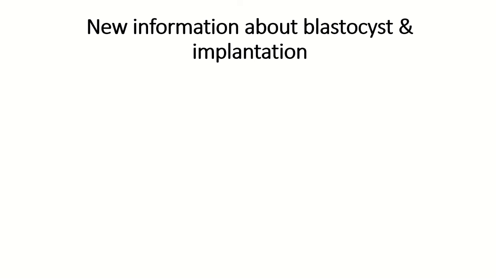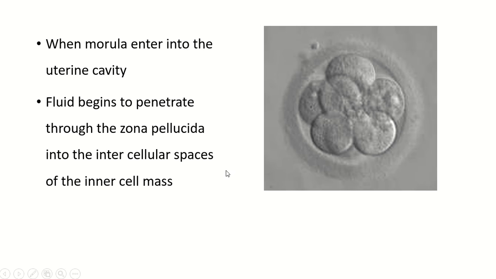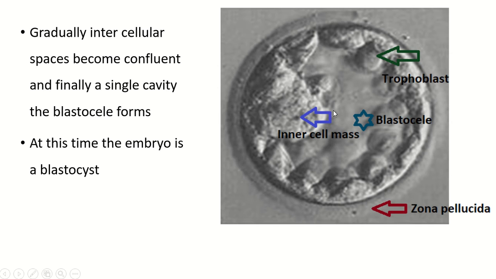In this video I discuss new information about blastocysts and implantation. When the morula enters the uterine cavity, fluid begins to penetrate through the zona pellucida into the intercellular spaces of the inner cell mass. This is the zona pellucida and this is the inner cell mass. Gradually the intercellular spaces become confluent and finally a single cavity is formed, known as the blastocoele. At this time the embryo is a blastocyst.